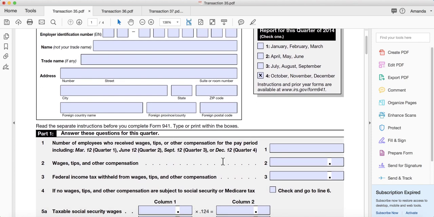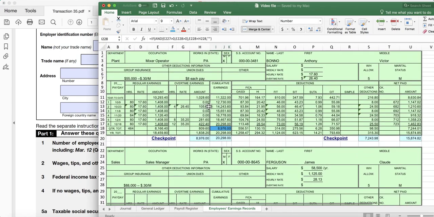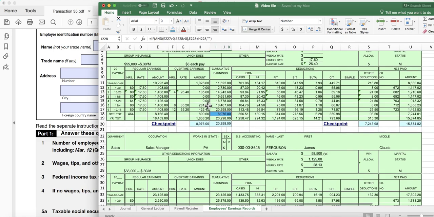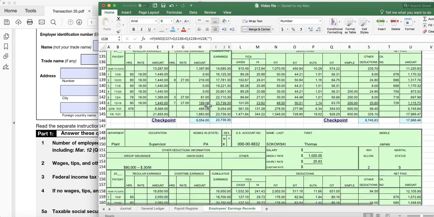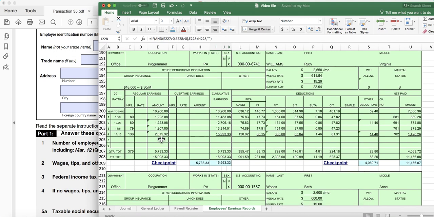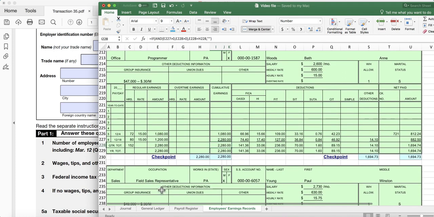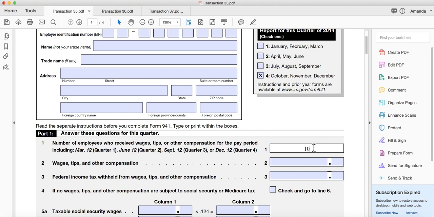The number of employees who received wages on December 12th. So you would go to your employees' earnings record and you would count the employees. The only employees that we do not have pay for that date are near the bottom of the forms. The only ones we're not paying are Williams, who was dismissed in the middle of November, and Young. Young did not get paid until the 18th. So you would count everybody else. So that is 10 employees.